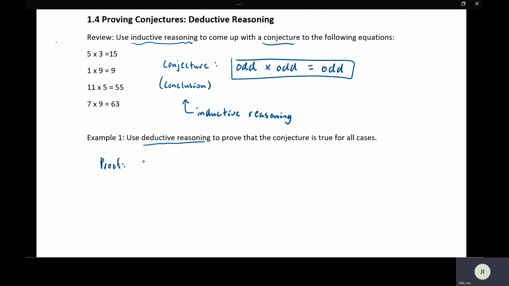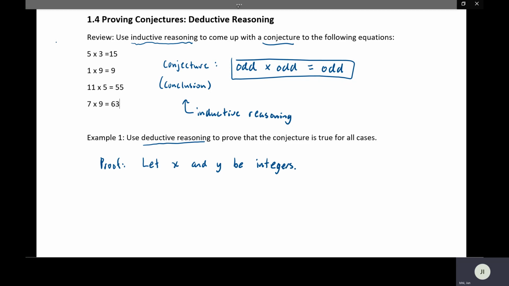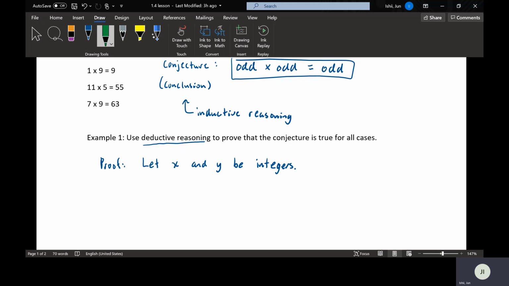I'm going to introduce a couple variables. Okay, so I'm going to let x and y be, and I want to be specific here, I want them to be integers. Okay, and I'll explain why in a second. But just a little bit of a review: integers. Let's pull up a different color pen here.